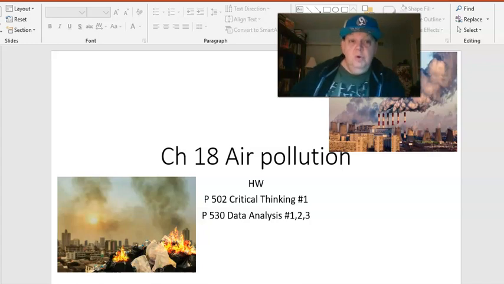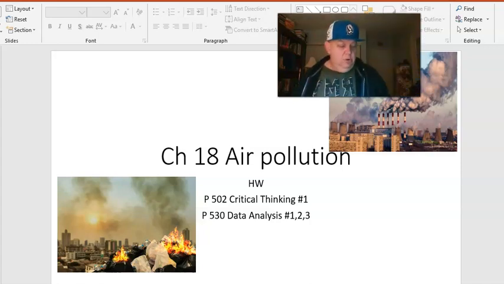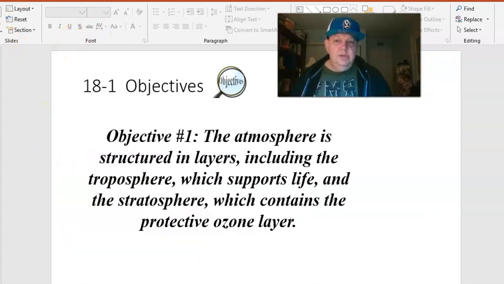Okay, so this is chapter 18 dealing with air pollution. It's among the last major topics that we need to talk about for APES. Let's get it started. So, our objective here, we're looking at what are the parts of the atmosphere.